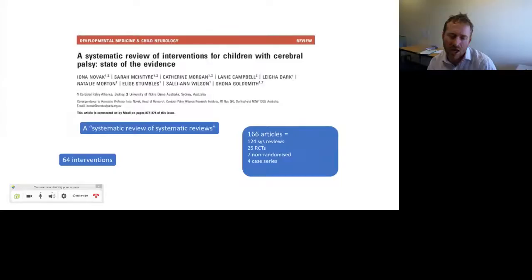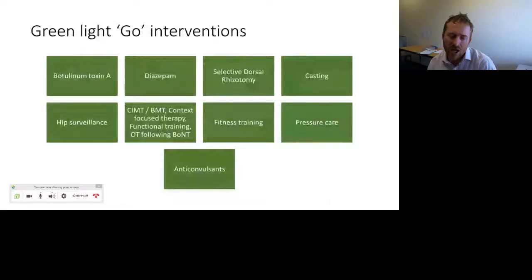This is again a key reference from, I think, 2013, relatively controversial, but it has covered upwards of 166 articles with 124 systematic reviews and 25 randomized control trials of interventions for children with cerebral palsy. Well worth a look. One of the aspects of this is a traffic light system. So Professor Novak and her team identified green light go interventions where there was sufficient evidence to suggest that they were beneficial for treatment of cerebral palsy.